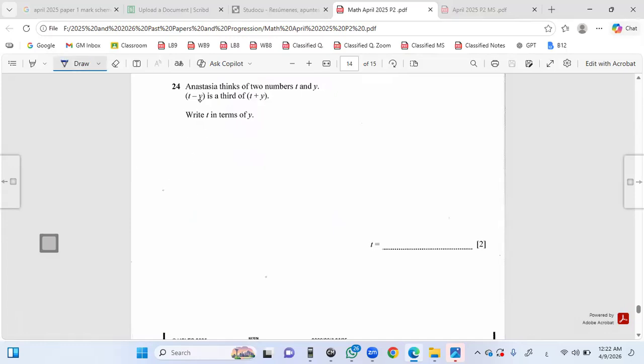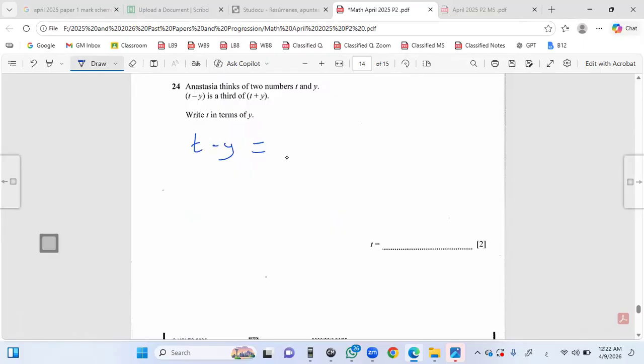Here in question 24, they're saying that Anastasia thinks of two numbers, t and y. t minus y is a third of t plus y. So t minus y is a third of t plus y. They want you to write t in terms of y, so they want t alone on the left side. All right, not a problem.